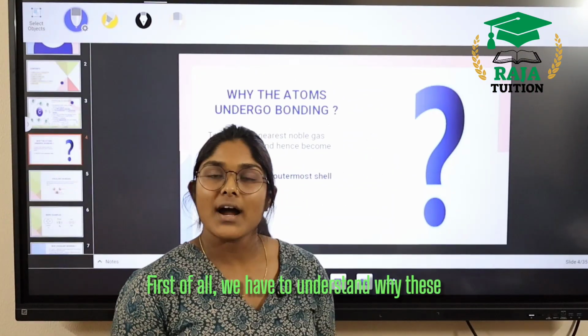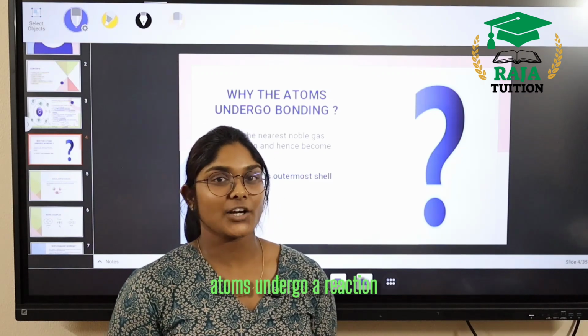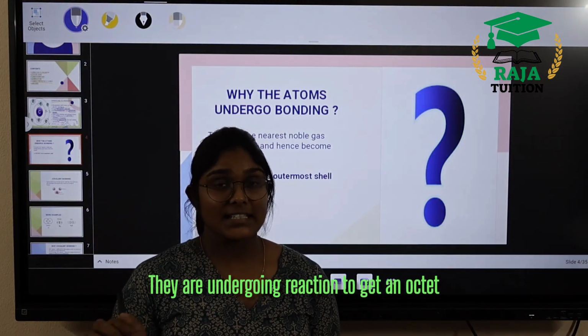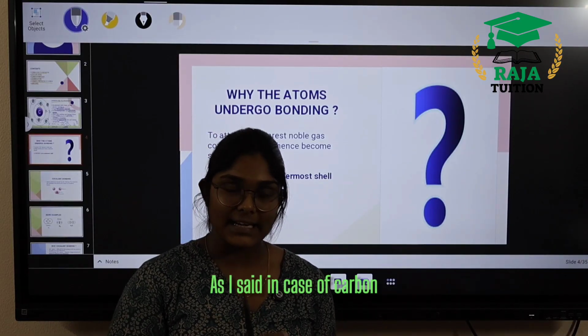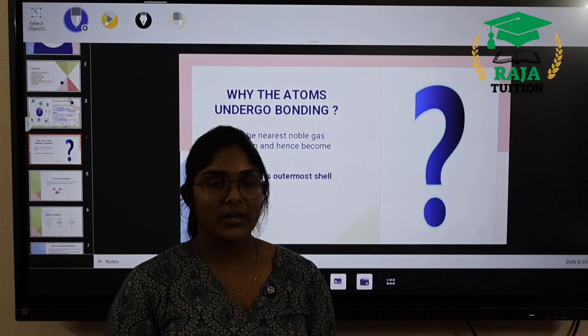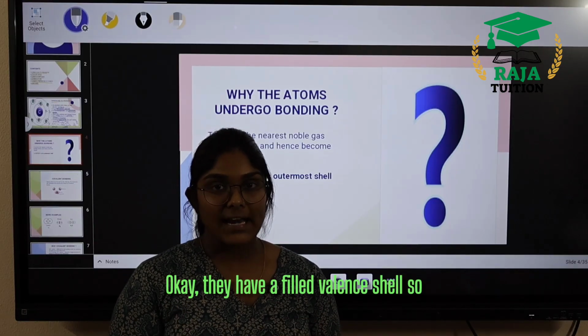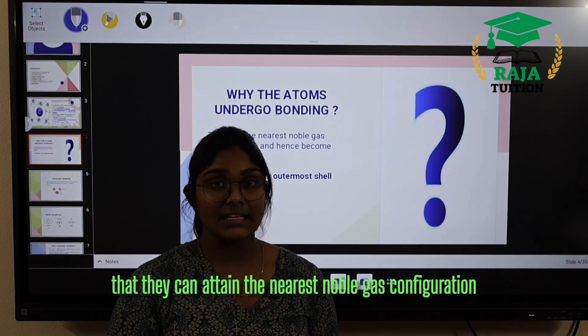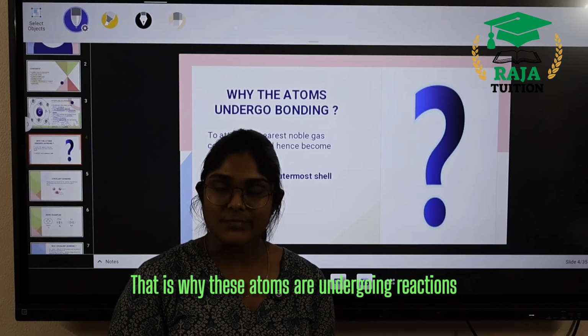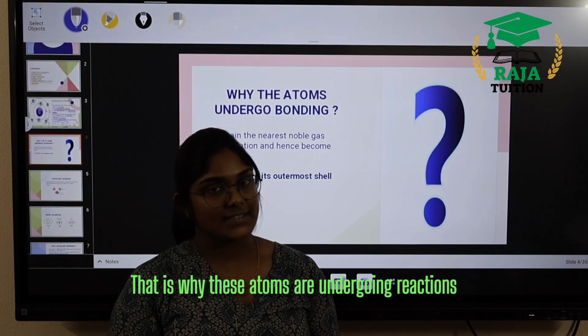First of all, we have to understand why these atoms undergo a reaction. They are undergoing reaction to get an octet in their outermost shell. As I said, in case of carbon, that requires 4 more electrons to have an octet. Okay, they have a filled valence shell so that they can attain the nearest noble gas configuration. That is why these atoms are undergoing reactions. Okay.